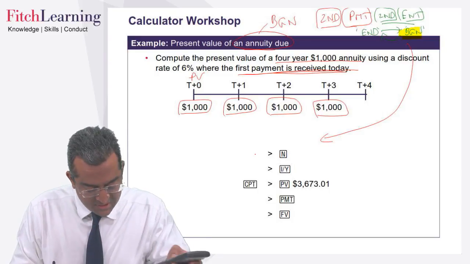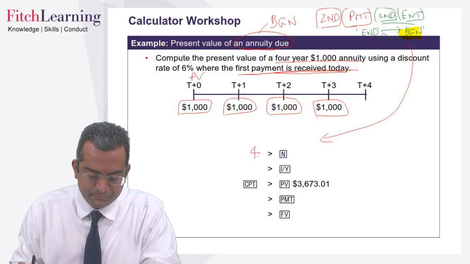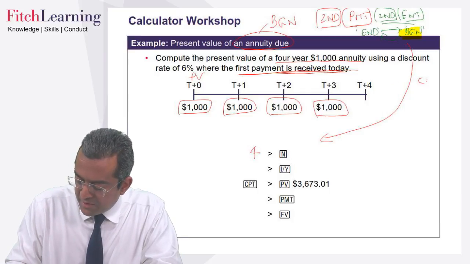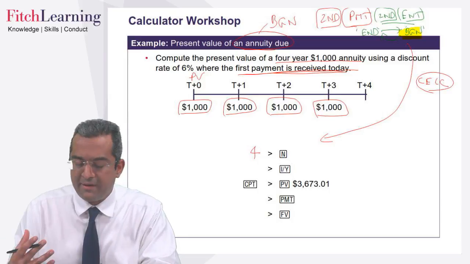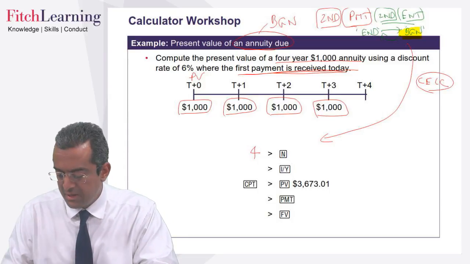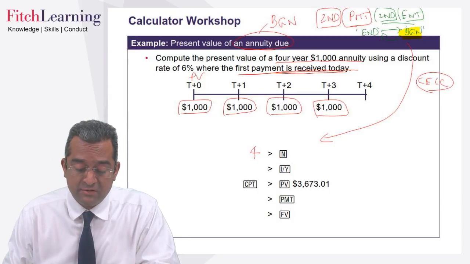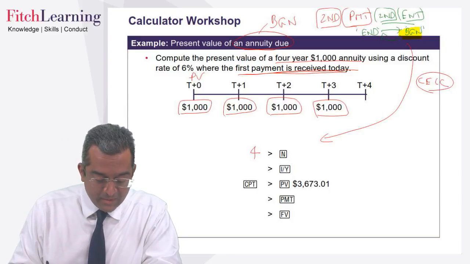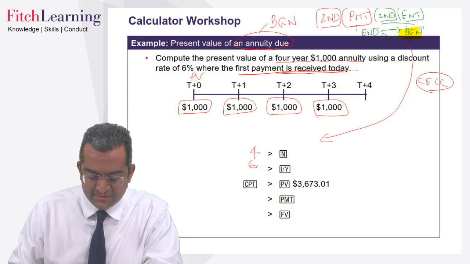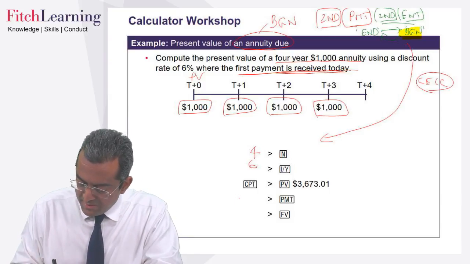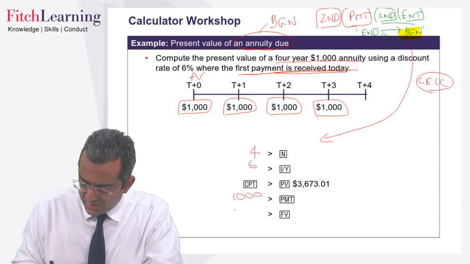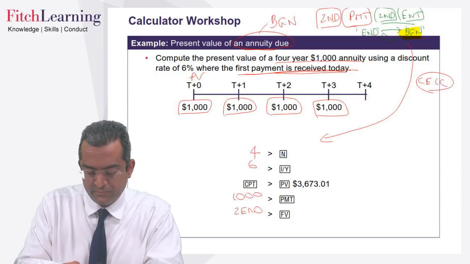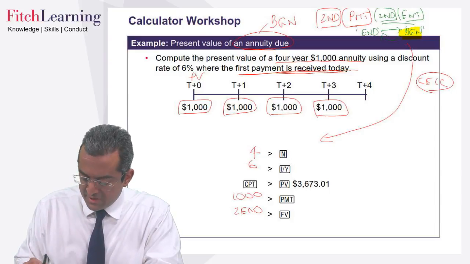So, right, ready for this? 4N. And do come out of the screen, guys, when you have got it in begin mode. Okay, just do come out of that function. Don't stay in that function. You'll see that BGN is on the screen in front of you while you're doing this question. So 4N, yes, discount factor 6. The payment 1,000 and 0 FV, and compute the present value.